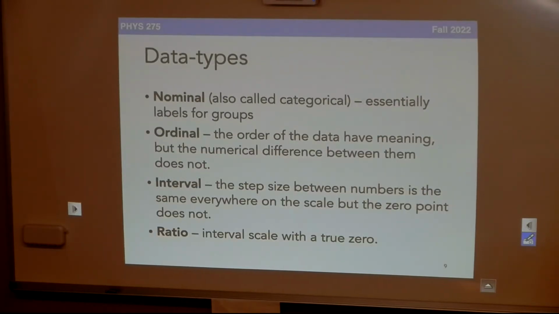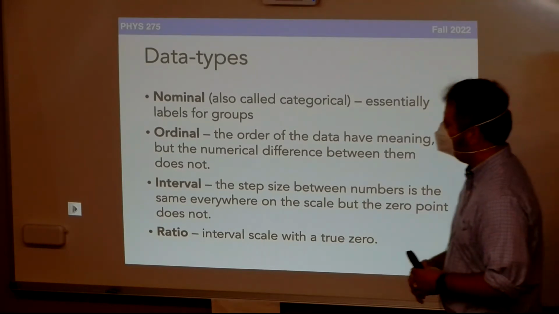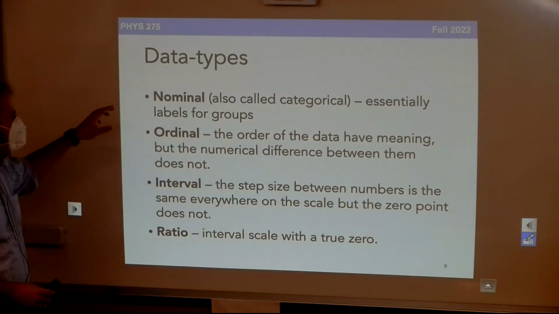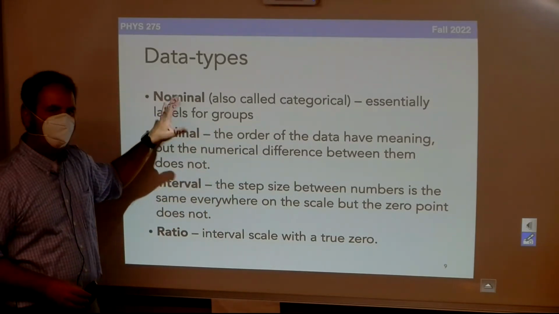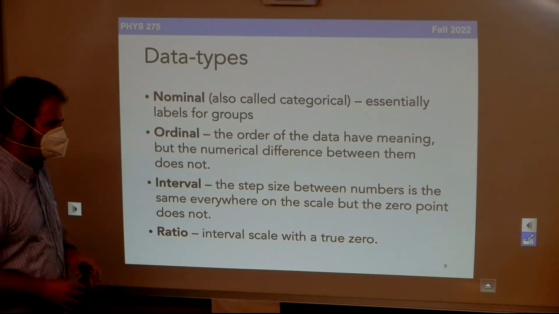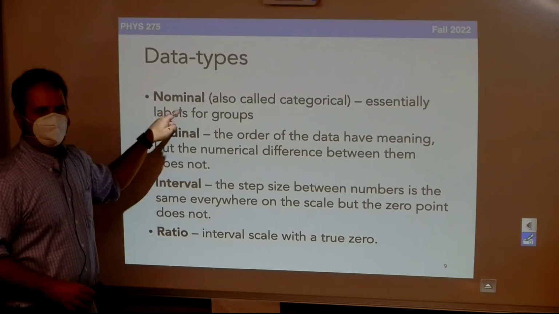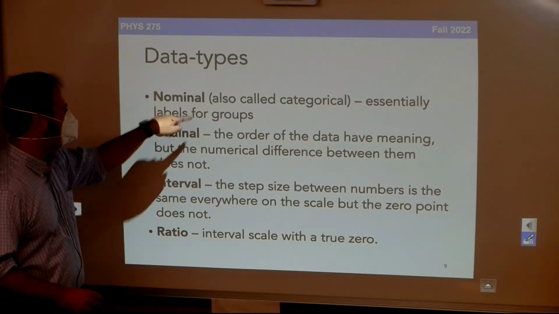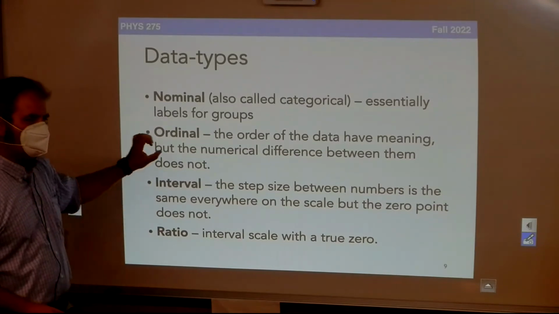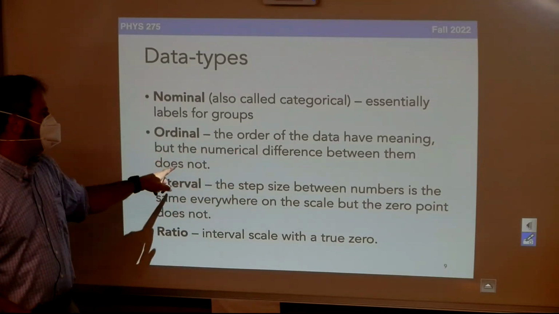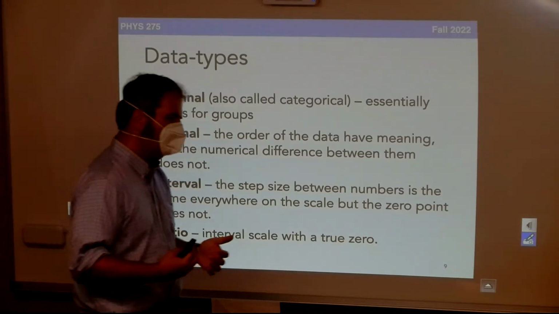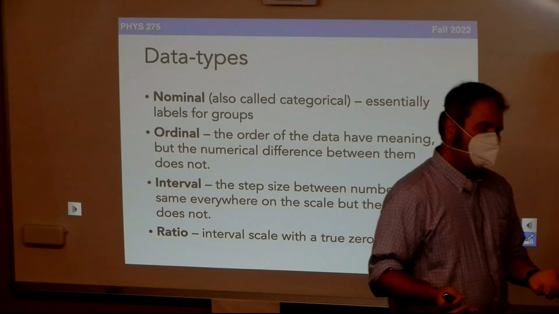So the data types that we can have are nominal, also called categorical. Basically, these are labels for groups. You go, well, I'm never going to get that, right? Or I'm not labeling birds, I'm not a biologist. We deal with nominal data all the time, especially in machine learning. That's a lot of nominal data. Ordinal: the order of the data has meaning, but the actual numerical difference does not, right? This is something that doesn't have a 0 point. Can you think of an example?